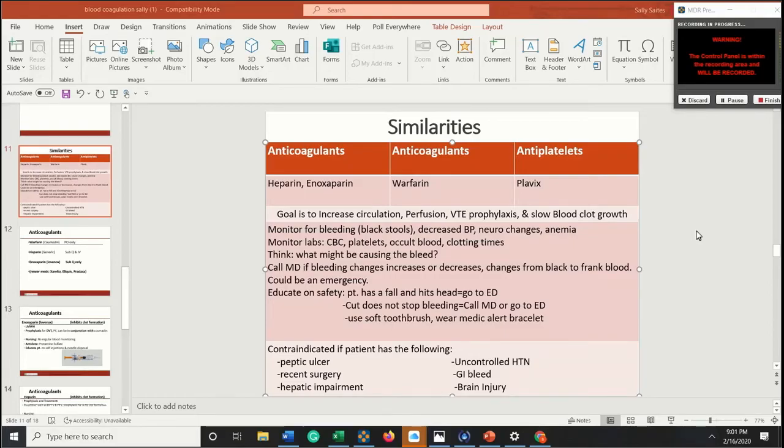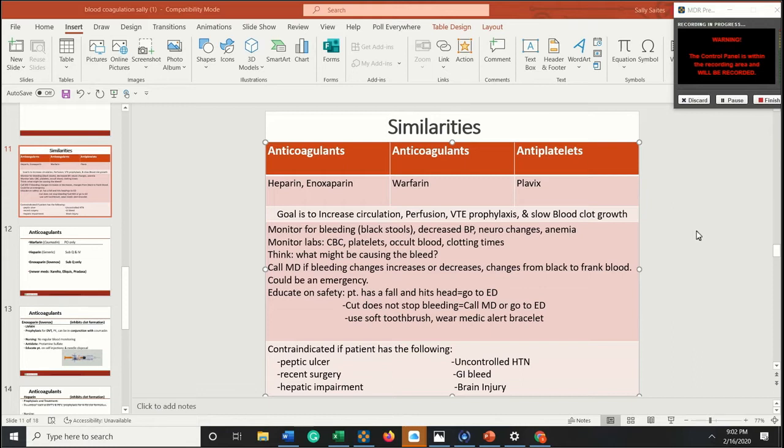Hi everyone, this is my coagulation video, part 2, and here we're mostly going to be talking about the medications. These medications that we have in front of us right now are either anticoagulants or antiplatelets. So we have heparin, enoxaparin, warfarin, and Plavix, and they are going to show you the similarities because they have very many similarities as far as their goal, nursing implications, and contraindications, labs, and so on.